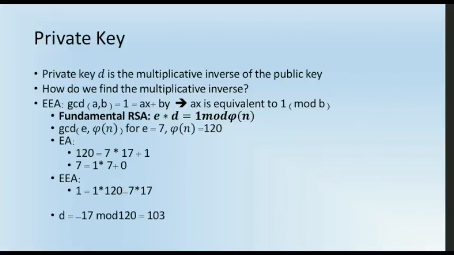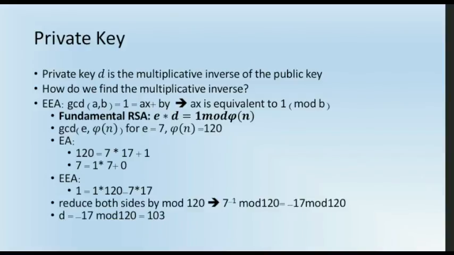So we reduce both sides by modulus of 120. And that gives us the inverse of 7 mod 120 is equal to negative 17 mod 120. And given that we have our fundamental RSA equation, which is the product of E times D equals 1 mod totient, we can solve for D is 103.